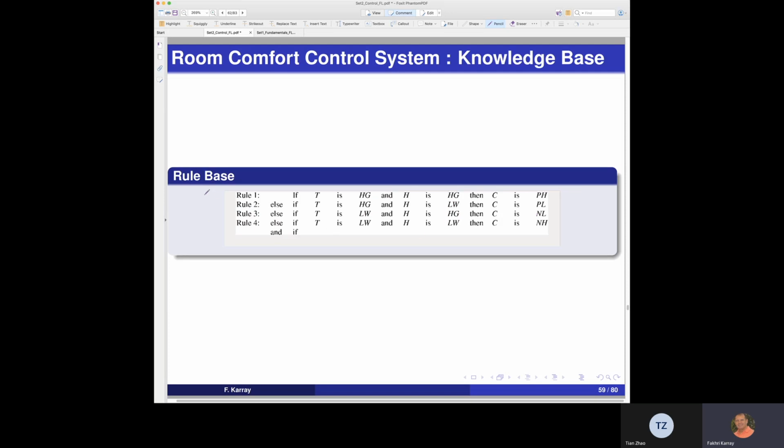These are the rules that we have for this system: rule 1, rule 2, rule 3, rule 4. Each has an if and an and. Rule 1 says if temperature is high and humidity is high, then cooling rate is positive high. If temperature is high and humidity is low, then cooling rate is positive low. If temperature is low and humidity is high, then cooling rate is negative low. If temperature is low and humidity is low, then the cooling rate is negative high, which means heat. When the air conditioner is negative, it means that it is generating some heat.